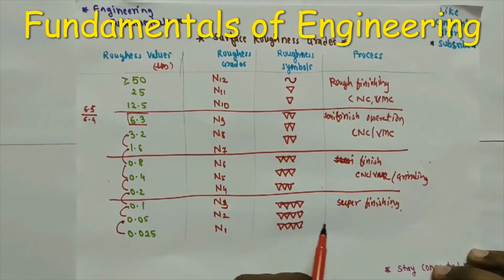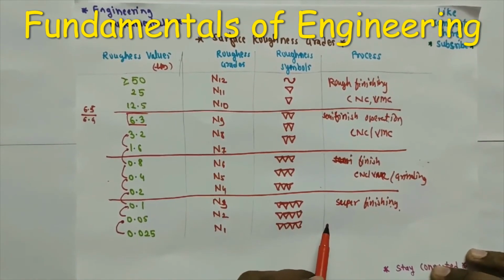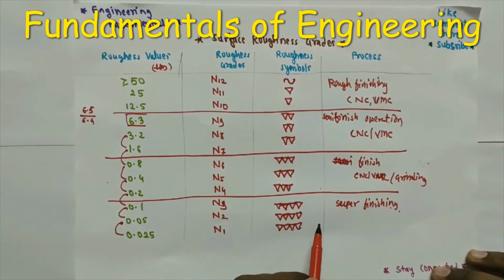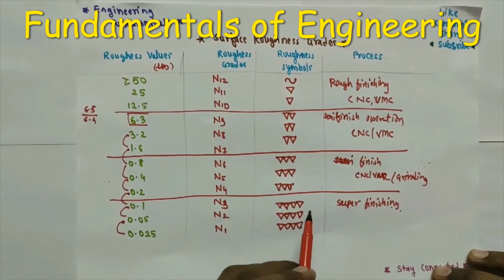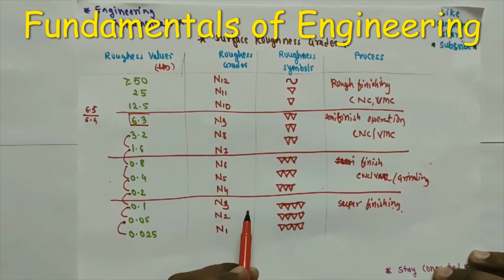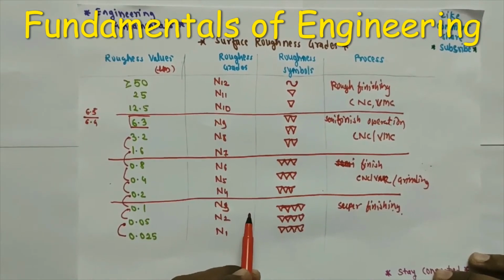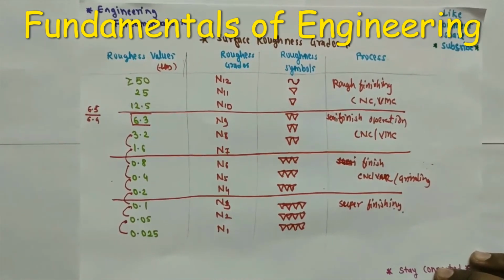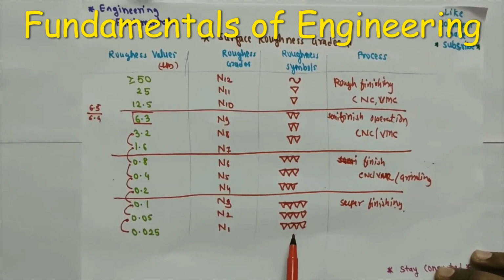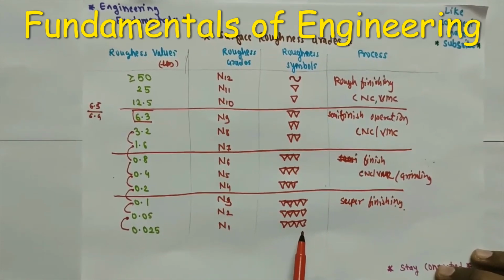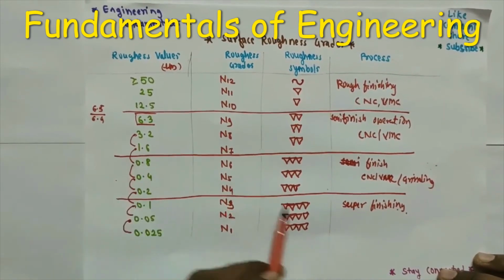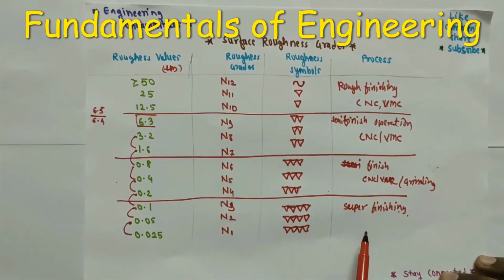So in today's lecture we have seen the direction of lay and sources of lay, and by using which operation we are getting those sources of lay. Also for a surface roughness value, how we note down the grade and how to remember that, and for each grade which symbols we get, and by using which process operation we get which roughness value, that we have seen.